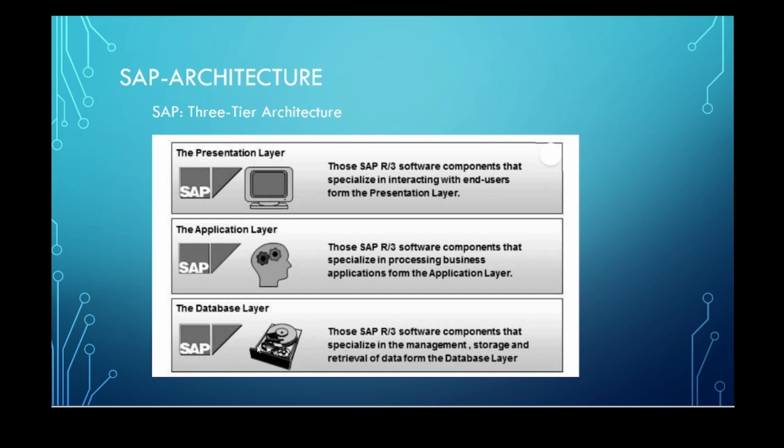When we come to SAP architecture, SAP follows a three-tier architecture. The first one is the presentation layer. For example, if we take any organization that has implemented SAP, whatever the users are using in this SAP software, the output data we are seeing comes into the presentation layer. Whatever output data we are expecting, this is the presentation layer.